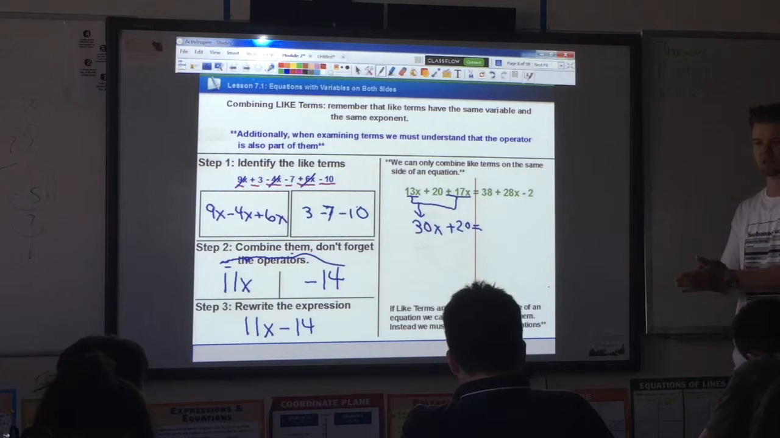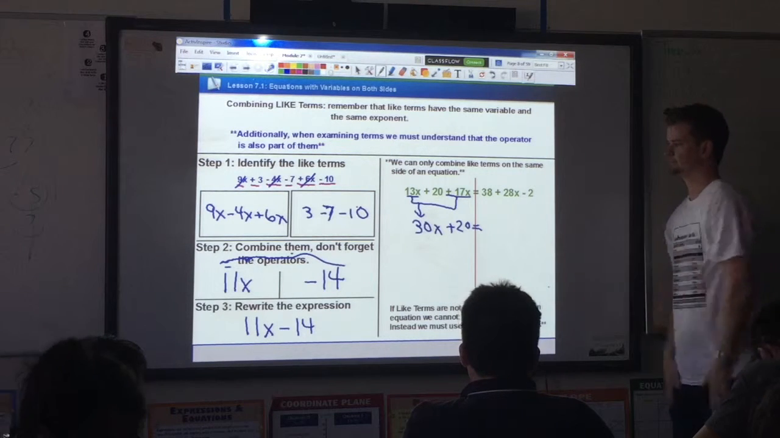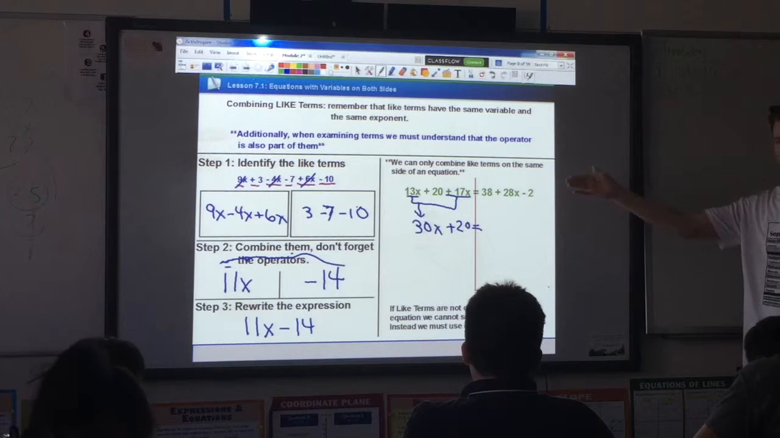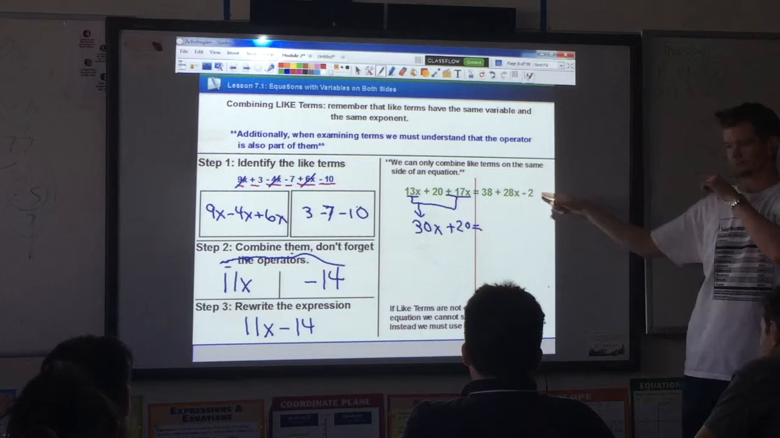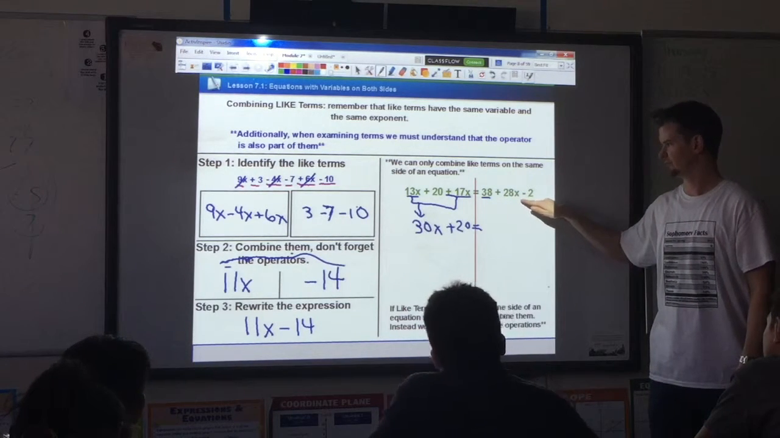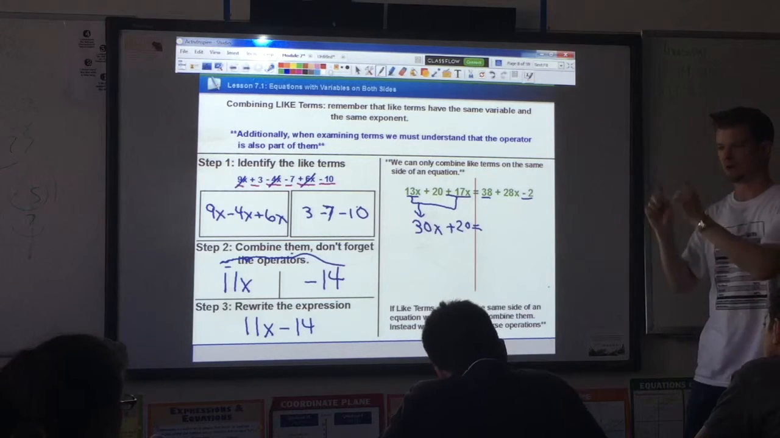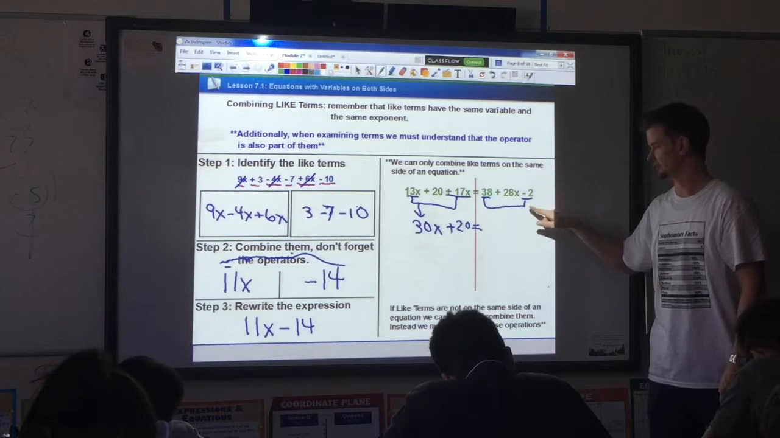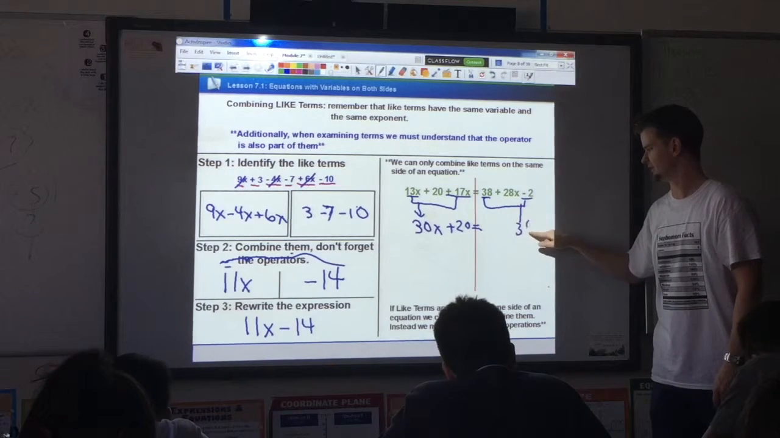So, Ali, on the right side, any like terms I can combine? Yes, I have constants over there. I have two constants. Those are like terms. So, what are my like terms here? 38 and negative 2. Positive 38 and negative 2. I can combine those like terms. What is 38 minus 2? 36. So I combine these, and I get 36.